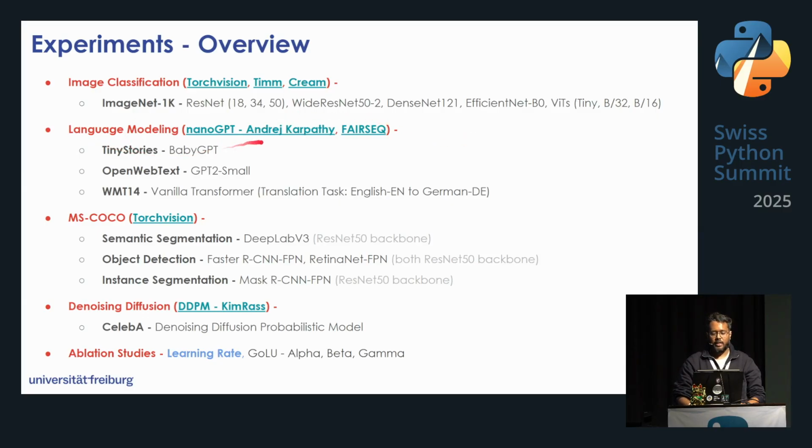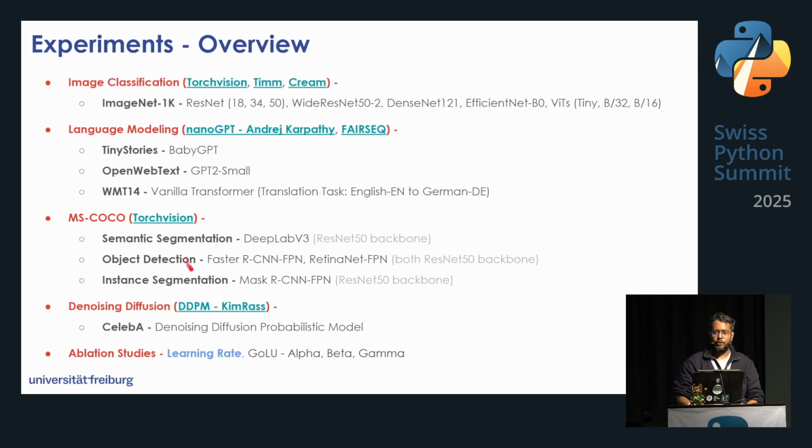For language modeling, I refer to Andrej Karpathy's NanoGPT. If you know, NanoChat has been very famous in the last few days on Hugging Face. That also comes from Andrej Karpathy. And I also leverage the Fairseq GitHub repository for training TinyStories on BabyGPT, OpenWebText on GPT-2 Small, and WMT14 on the vanilla transformer. So I trained a vanilla transformer on this task for English to German translation.